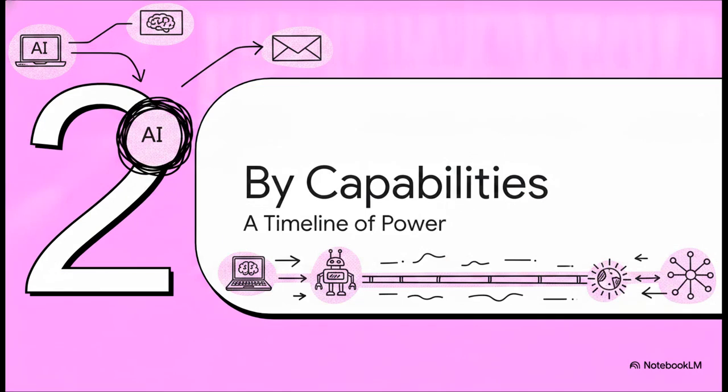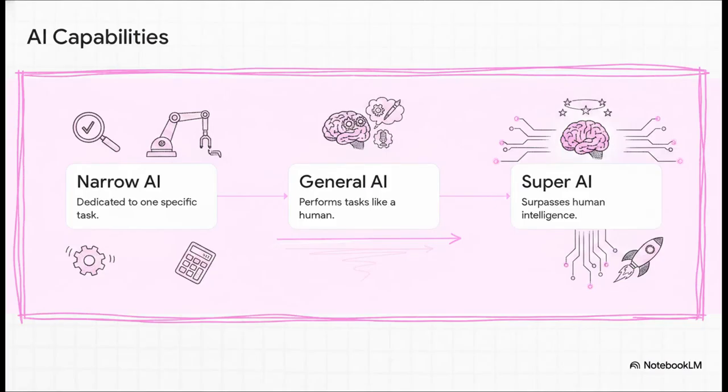Moving right along to Section 2, Classification by Capabilities. Think of this as a chronological timeline of AI's power and potential. So when we look at capabilities, there's a very clear ladder to climb. Step 1 at the bottom is narrow AI, which is sometimes called weak AI. This is simply an AI dedicated to performing just one specific task and doing it well.